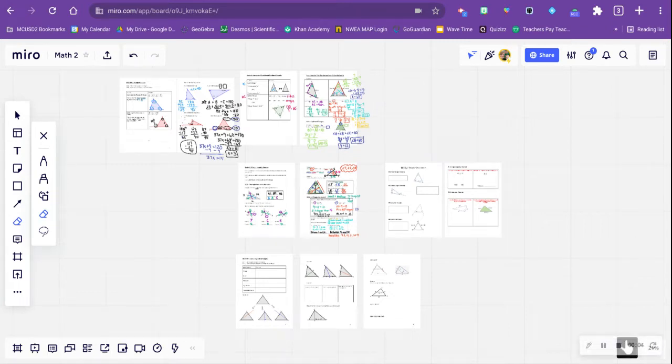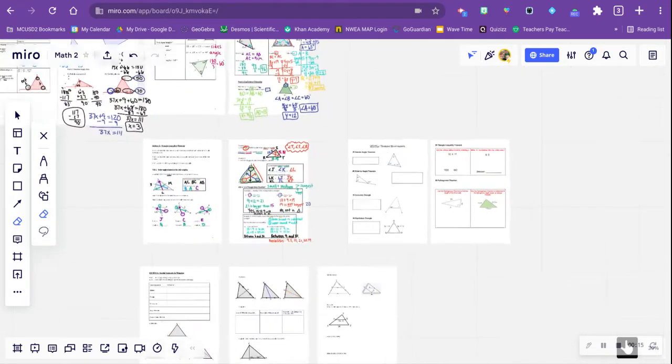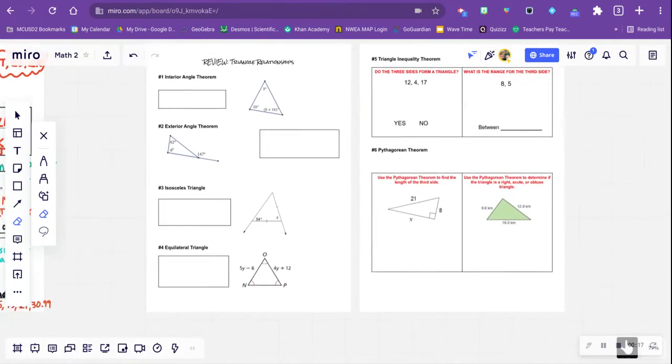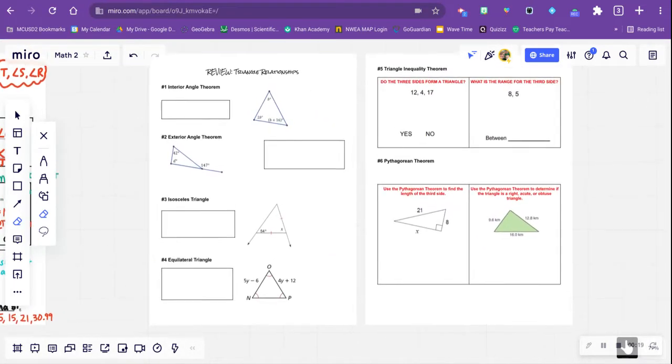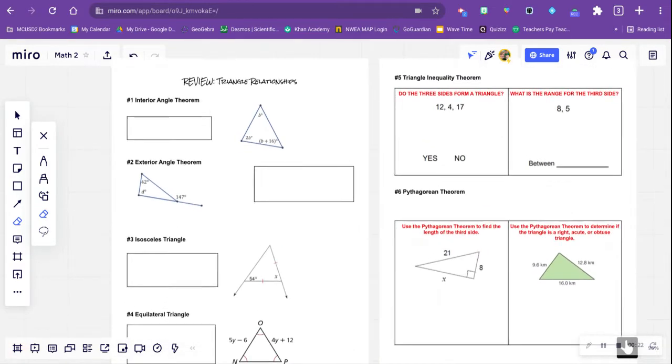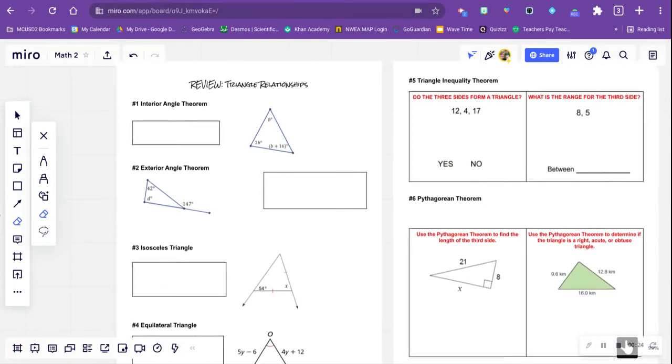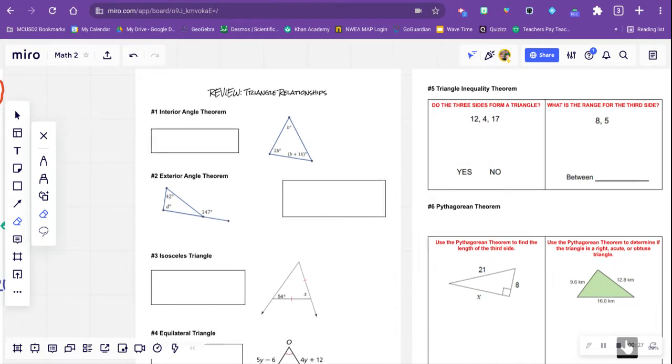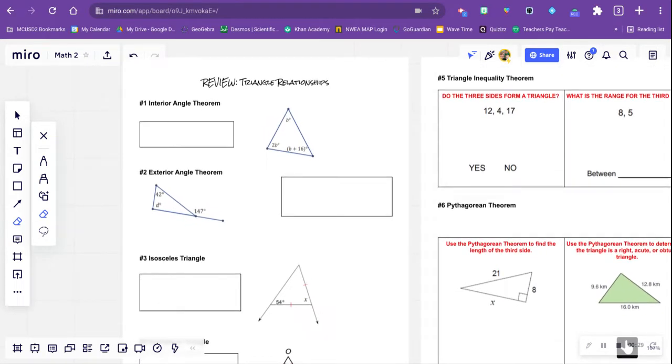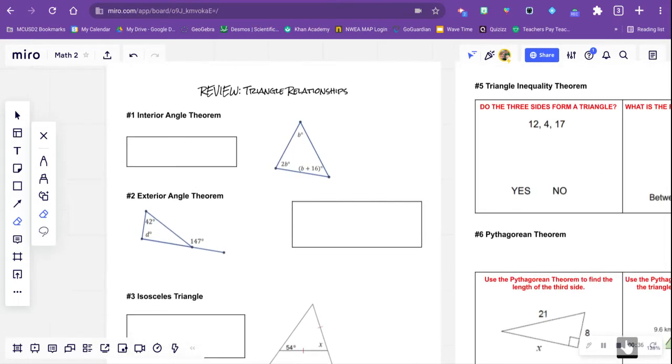Today, what I'd like to do is review the triangle relationships that we have covered thus far. So if you take a look here, we've done 3 different sections. We're going to highlight each of those 3 sections and then do some practice problems and make sure that we understand these properties before we move on to the last section. We only have one more section to go before we take our final test. So let's go ahead and get started.